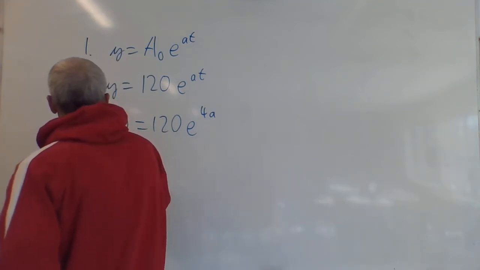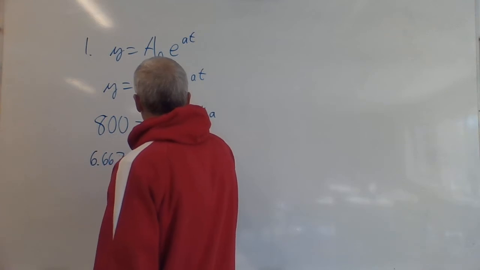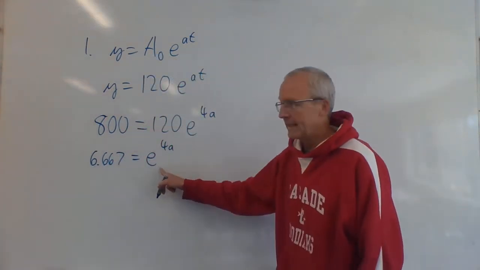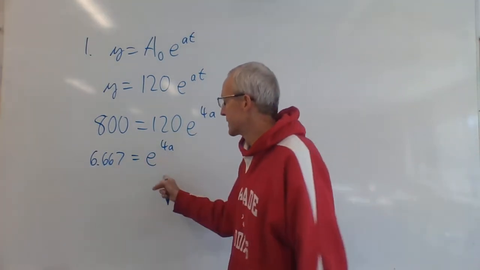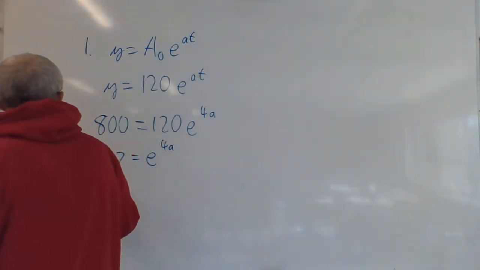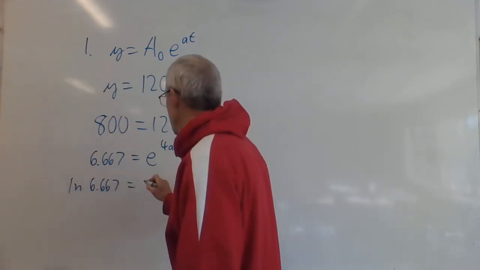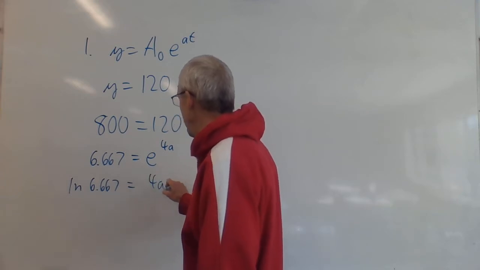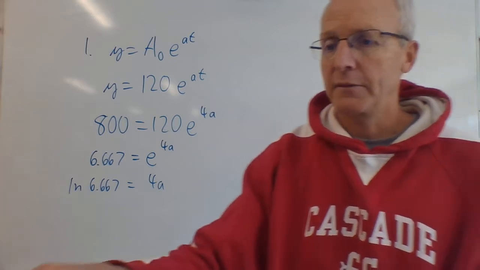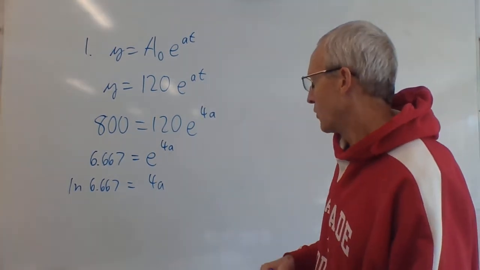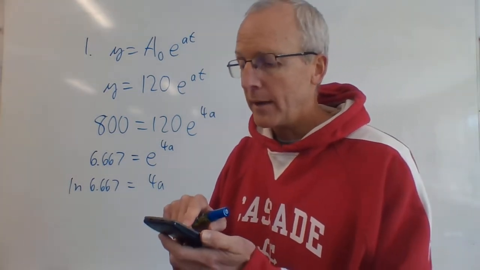So 6.666 is equal to e to the 4a. We need to get rid of that e. The way you get rid of e's is you take the natural log of them, and you have to do the same thing on both sides. So the ln of 6.667 is equal to the ln of e to the 4a, which makes the e go away. So that's just 4a, because the ln's cancel out e's. That's the whole point of logarithms. They're invented to get rid of exponents. So a is ln of 6.667 divided by 4.